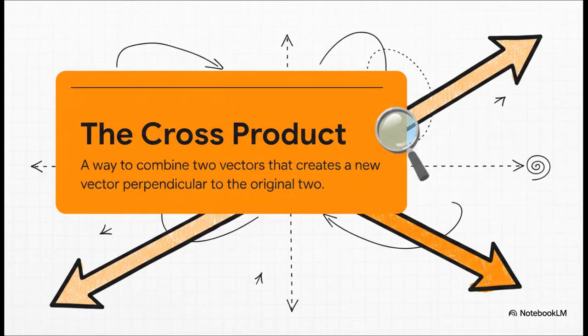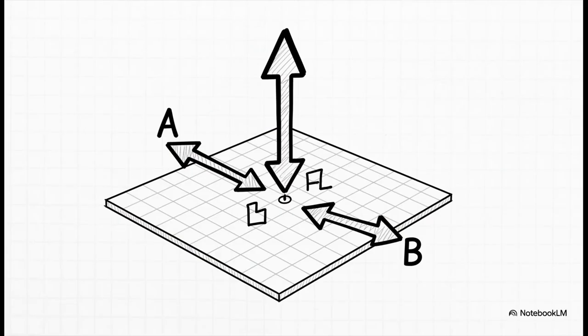All right, our second grammar rule is the cross product. And this one, well, it's a bit of a magic trick. Because when you cross two vectors, you don't get a number. You get a whole new vector. And here's the wild part. This new vector points in a direction that's perpendicular to both of the vectors you started with. Just look at this diagram.